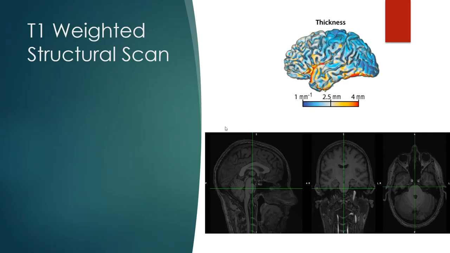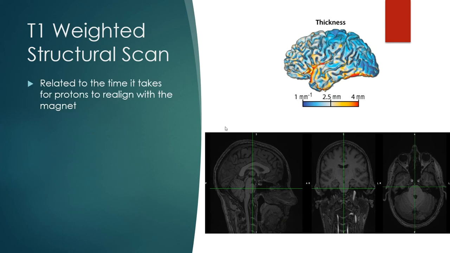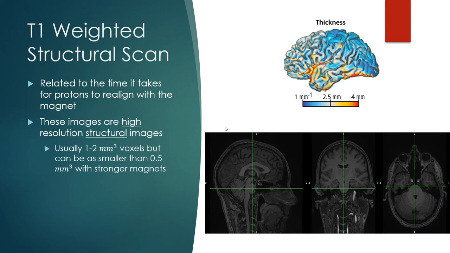Structural scans are ones that take advantage of the time it takes for the proton to come back up. These are the ones that are really high resolution. So this is called a T1 weighted scan. So if you ever go in to do an MRI experiment, you'll notice that they'll probably have you do some kind of a task that they're not recording brain activity during, because they're taking a really high def picture. This usually takes about 8 to 15 minutes to put this thing together.